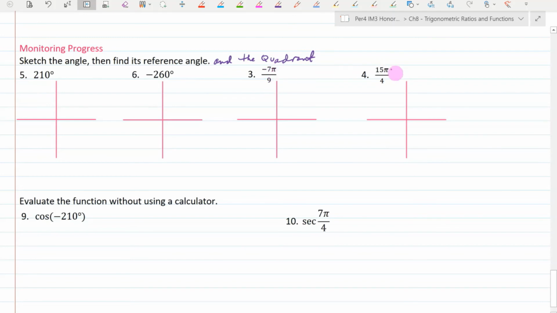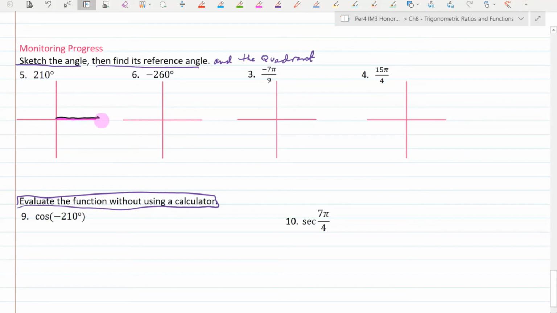For the ones that are in radian form, you can change them into degrees and then do it that way. You're going to sketch the angle, find the reference angle, and then state what quadrant it's in. And then these, you're going to be using the unit circle. If you need to change that to a degree first, you can. All right, now that you've hopefully finished all these, I'm going to go ahead and do them.